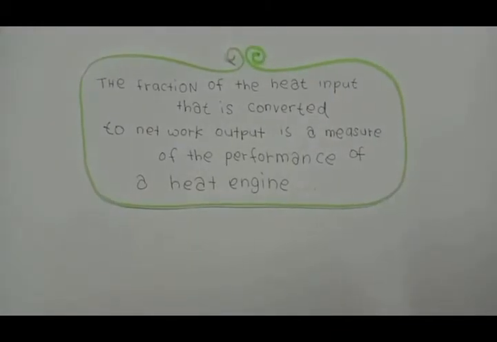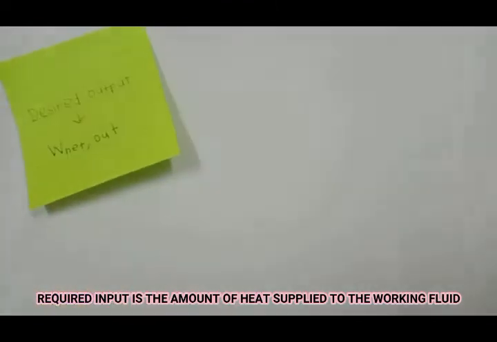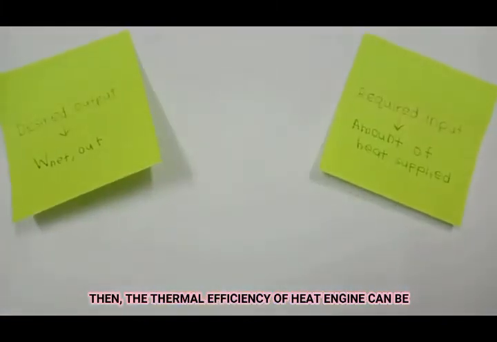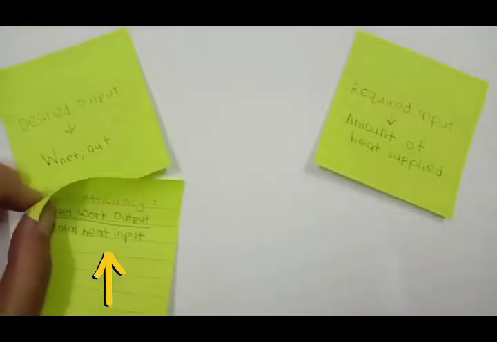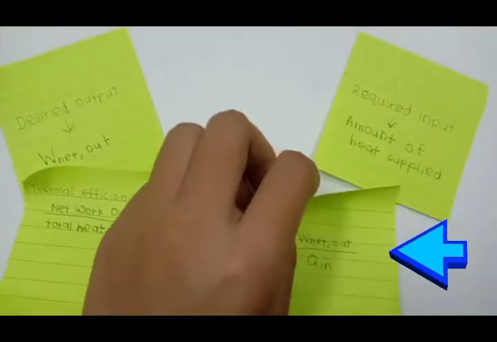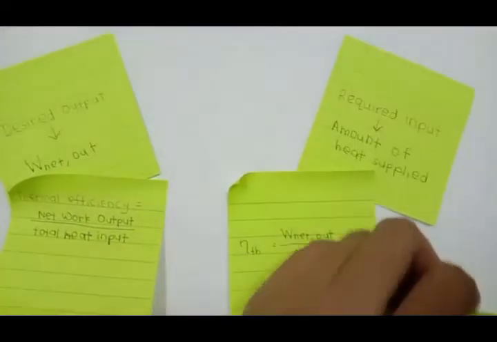The fraction of the heat input that is converted to net work output is a measure of the performance of a heat engine, which is called the thermal efficiency. For heat engines, the desired output is the net work output, and the required input is the amount of heat supplied to the working fluid. Then, the thermal efficiency of a heat engine can be expressed as thermal efficiency equals net work output divided by total heat input, or thermal efficiency equals W net out divided by Q in. It can also be expressed as thermal efficiency equals 1 minus Q out divided by Q in.